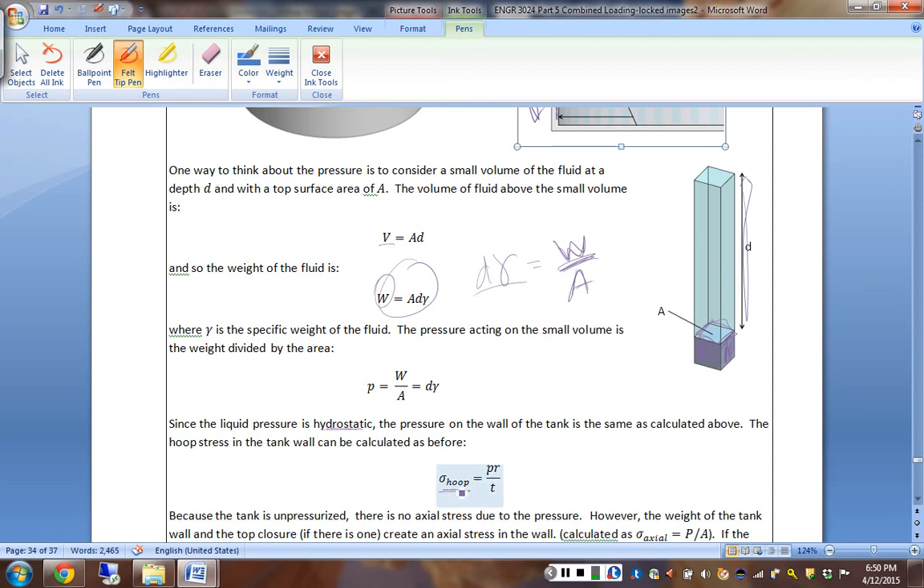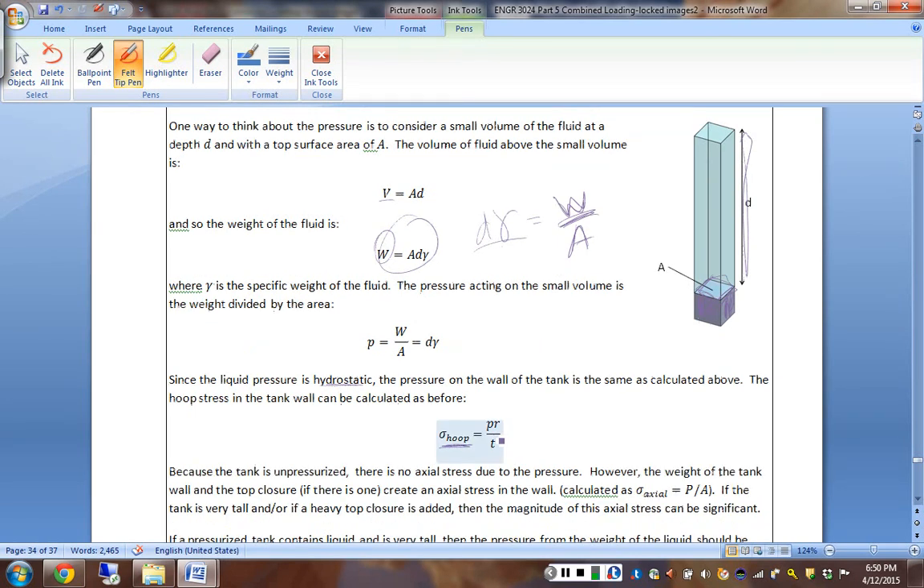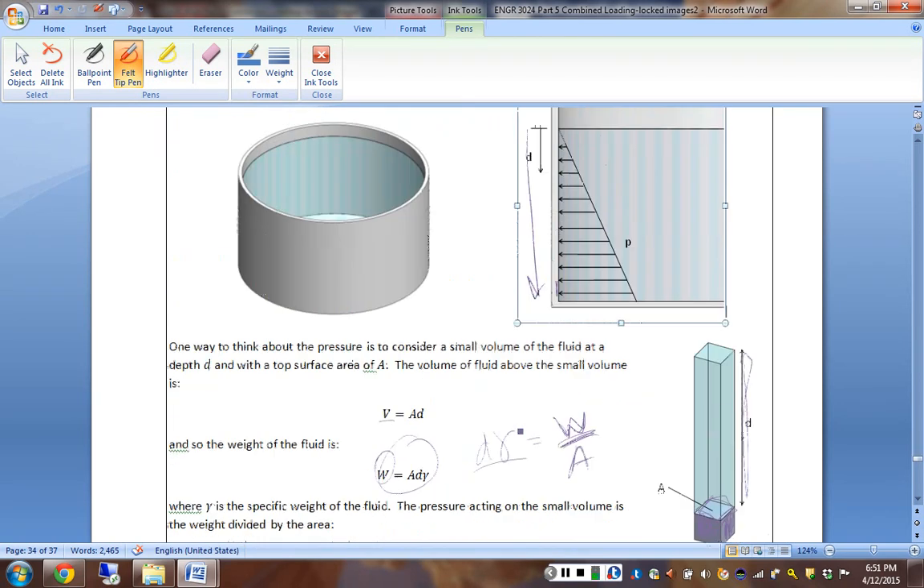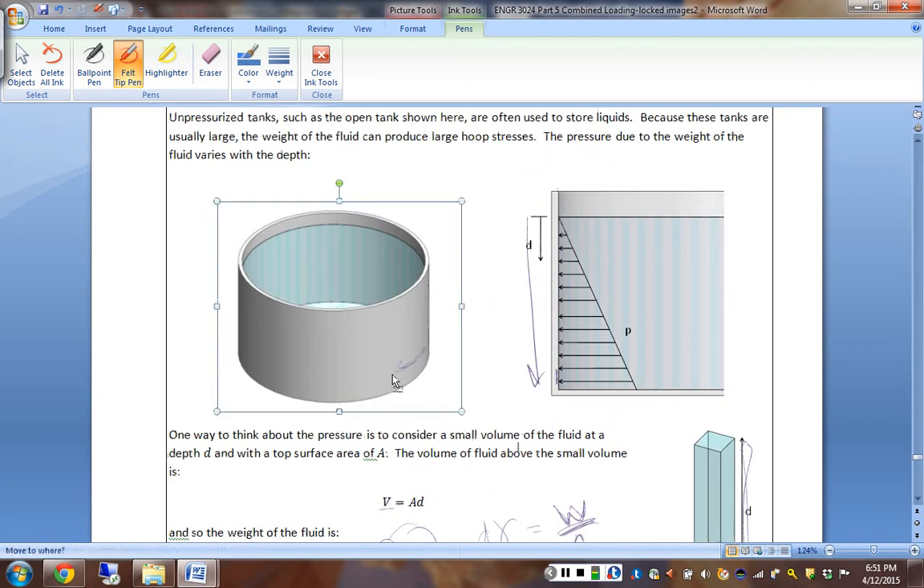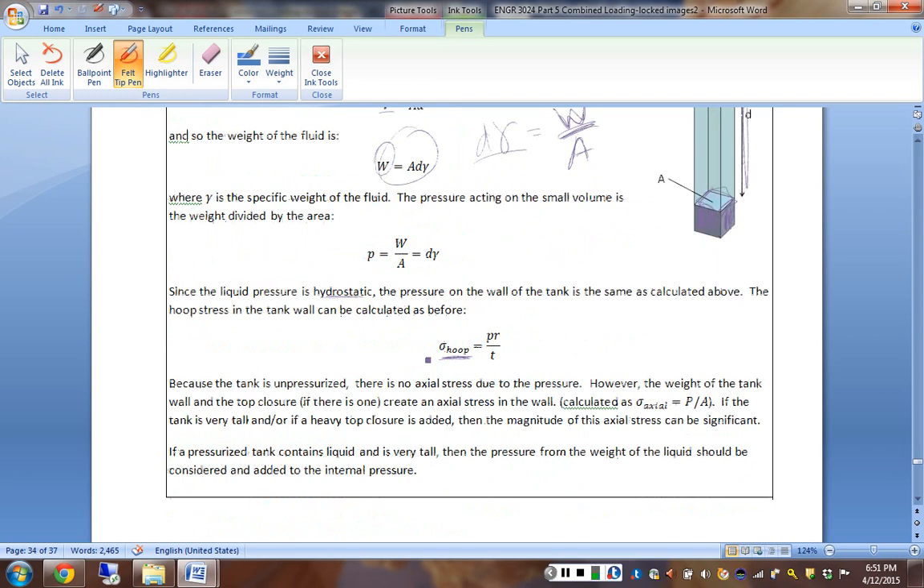So we have a hoop stress developed in the wall of the tank that is the amount of pressure times the radius over the thickness of the wall. Now, we have no pressure in the tank in this case, so there's no axial stress. The hoop stress is around the tank in this direction, and you would have axial stress in this direction if this were capped and pressurized. Being that it's open, there is no axial stress.